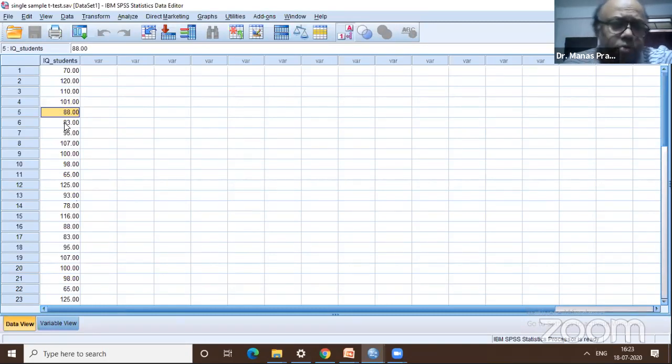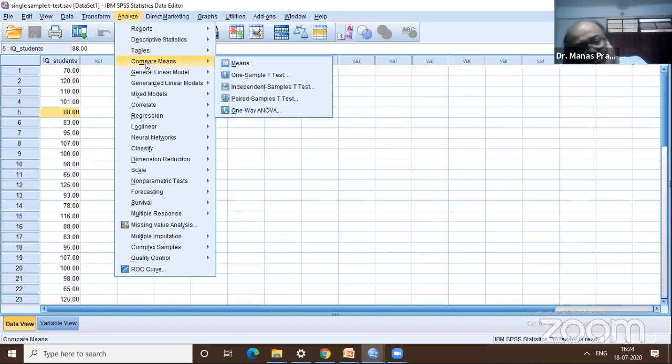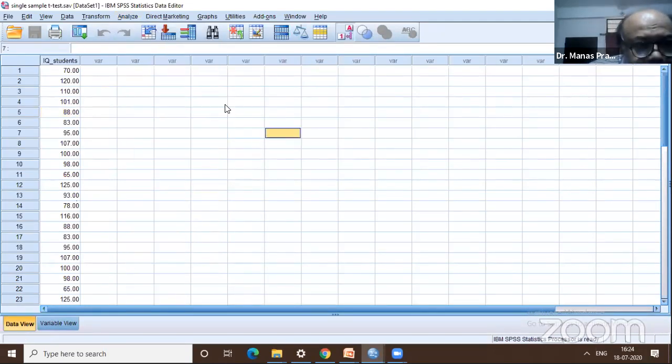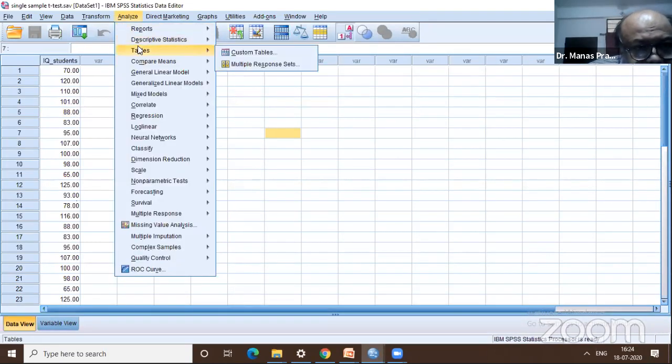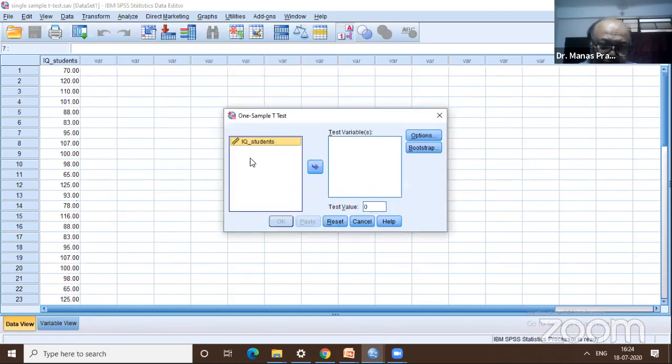Now, for the single sample t-test, I have to go to Analyze, then Compare Means, then One-Sample T Test. Click here. You see, this is the only variable we have here. Click this to move it across. Now here we have the test value.